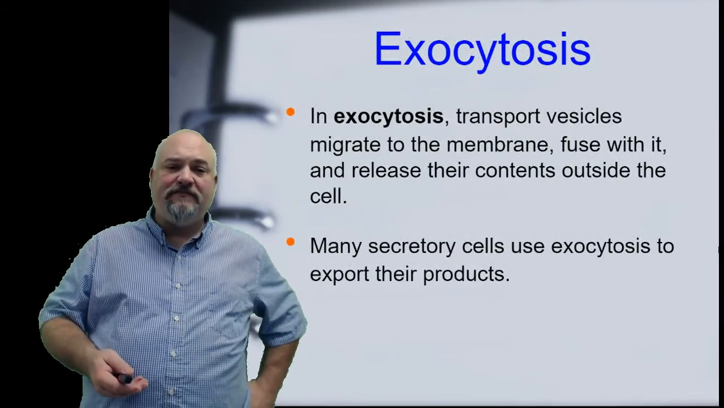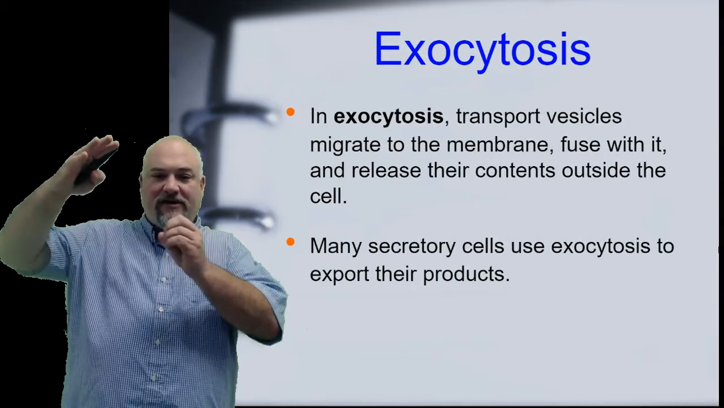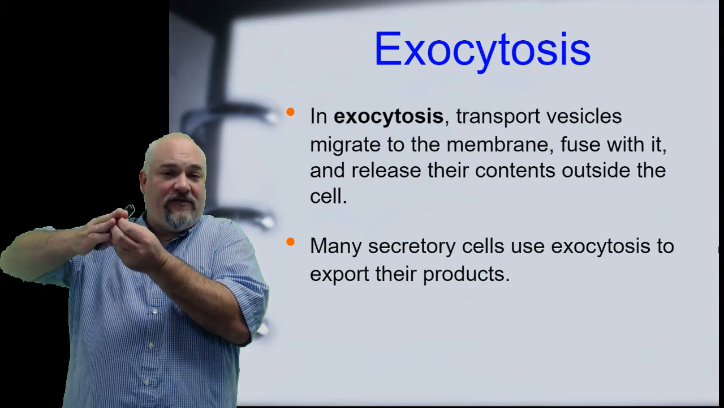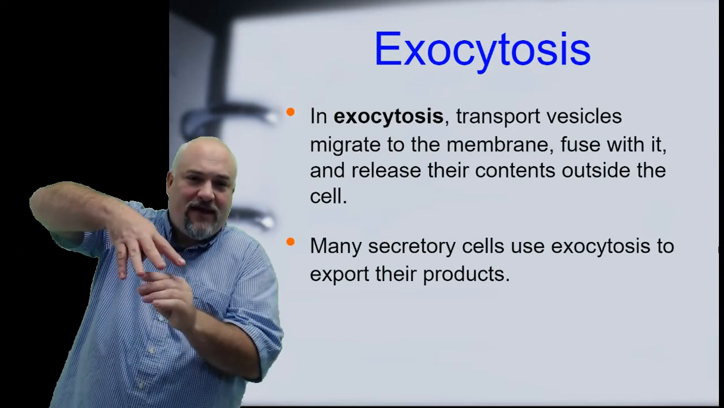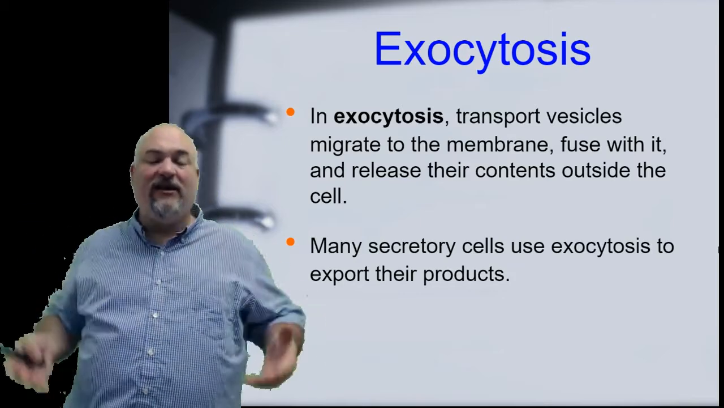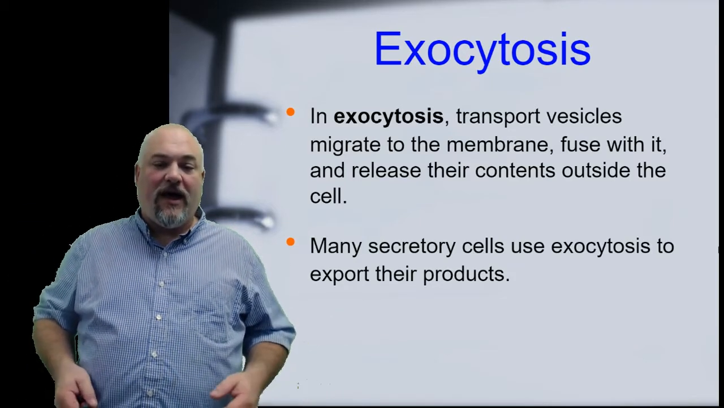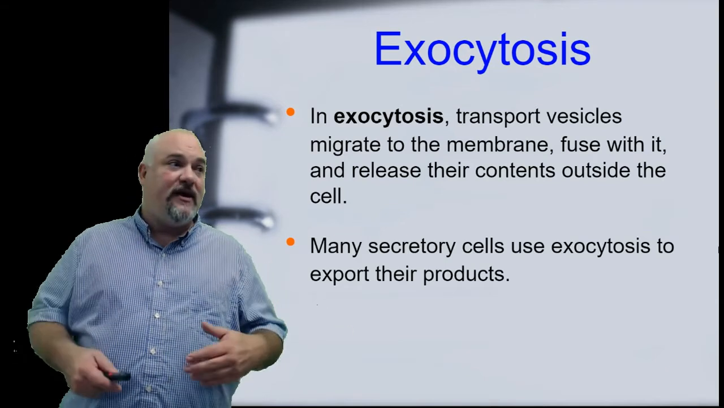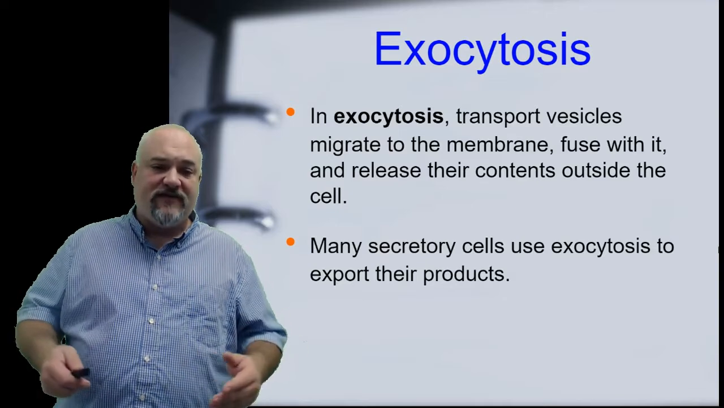So exocytosis, transport vesicles migrate to the membrane. So here's the membrane, they migrate to the membrane. They fuse with it, and then they open up, and then the stuff comes out, and we've added a little bit of extra membrane to the surface of the cell. Okay. Many secretory cells use exocytosis to export their products, like various hormones, oils, neurotransmitters, things of that nature.